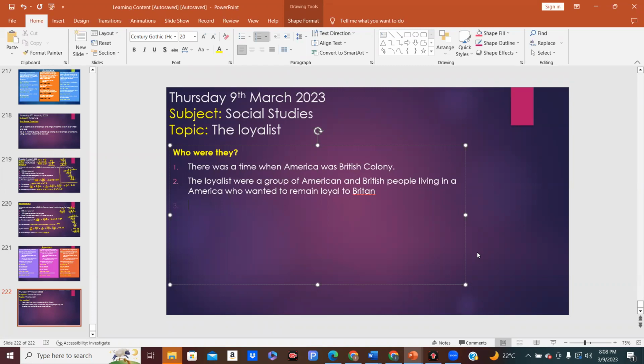At any rate, fortunately, we had some people who said, you know what, we are not going to stay loyal to Britain. We're going to fight. And America did become an independent nation because of those heroes who decided to stand up. The loyalists were sometimes called Tories.